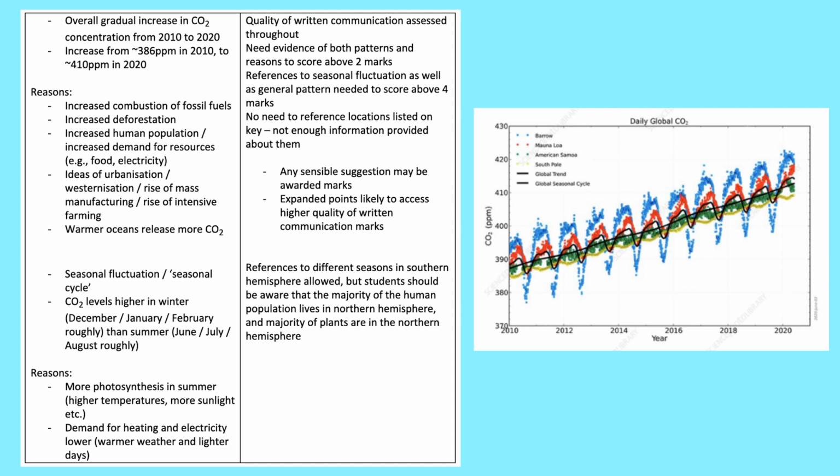The trees can also then be burnt, so again, combustion of trees, that will release even more CO2 into the atmosphere. You can really relate both of those comments to an increased human population. We know the human population has increased between 2010 and 2020, and this will lead to an increased demand for resources, so we're talking things like food and electricity.